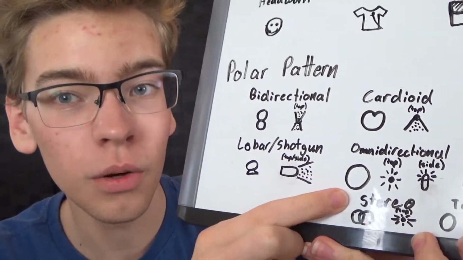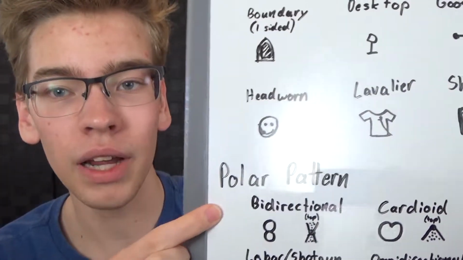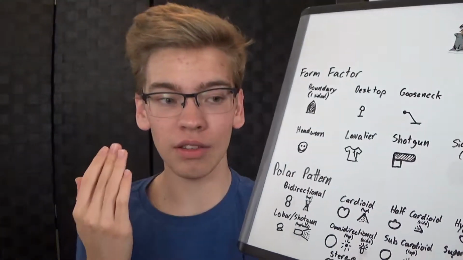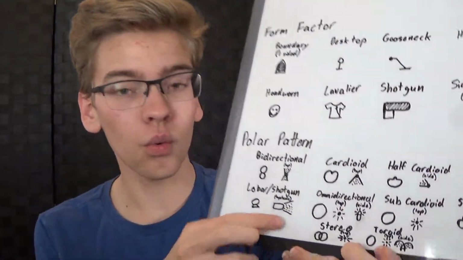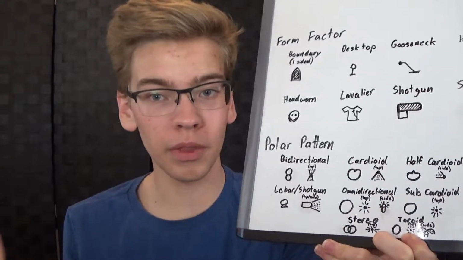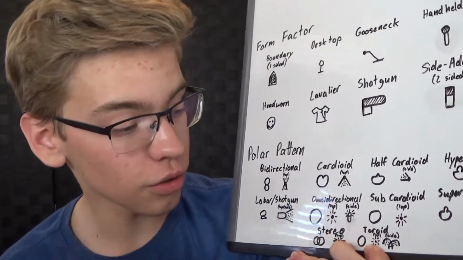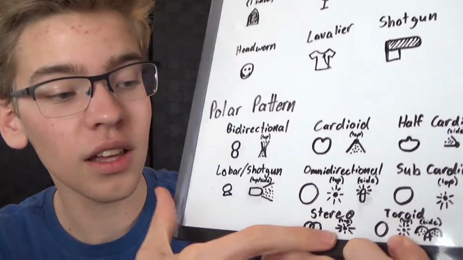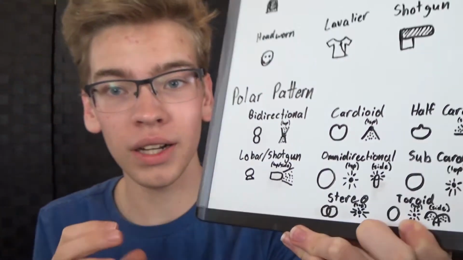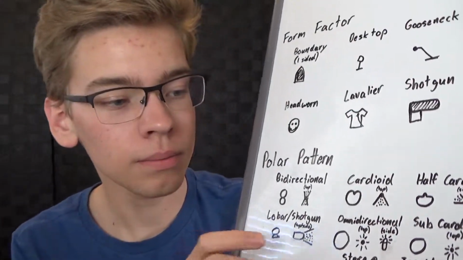There's stereo, which is kind of like a bidirectional, but a bidirectional is the front and the back, while stereo is actually the left and right. It's the two sides, and it does hit a little bit on the front and back, but not really.